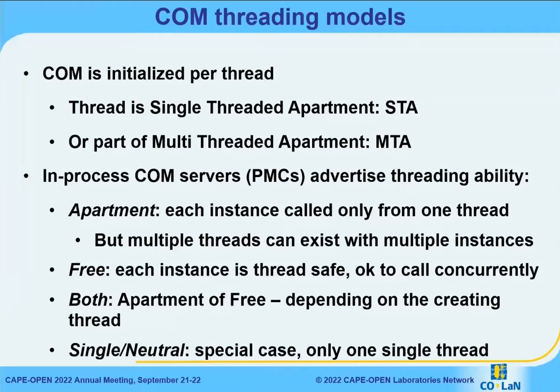The first option is apartment threaded, and apartment threaded means that the PMC must be called only on a single thread, which obviously then is the thread it was created in. This does not mean that there is only one thread. There could be multiple threads with multiple PMCs, each of which are constrained to their own thread. So still in the apartment threaded model, PMC implementations need to take care of a certain level of thread safety. But each object can only be accessed from one thread, so typically class variables are pretty safe from concurrent operations.